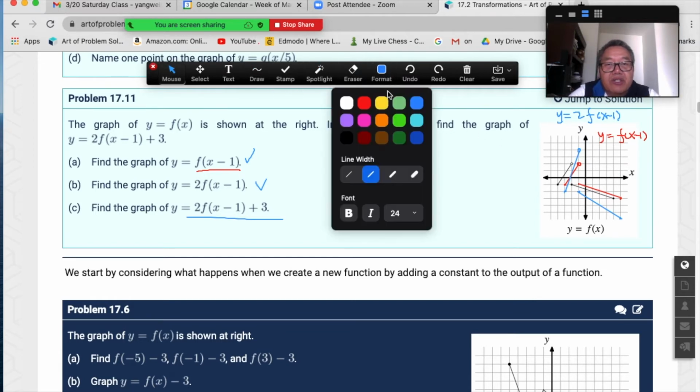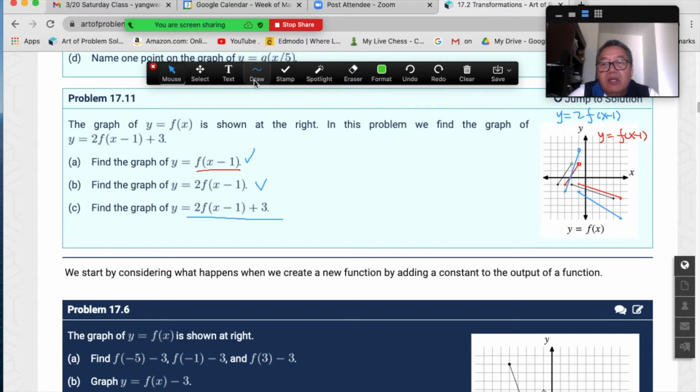So let me change this color to green. Then you can just take the critical points. This one is -2 here. Shift up 3 units, that'll go to +1. That'll go to here. Then this point, that's +4. Then shift 3, that will go to +7. So about here, that's open. Then you connect these 2 points. Then you got this one.